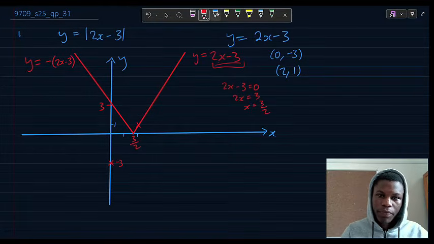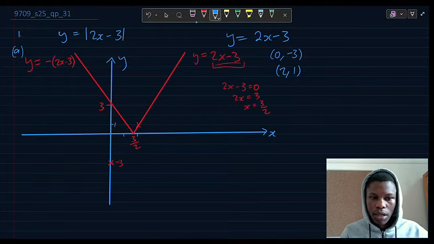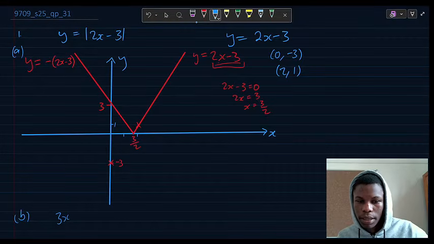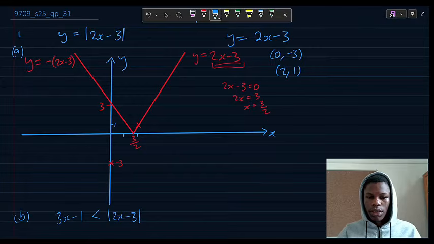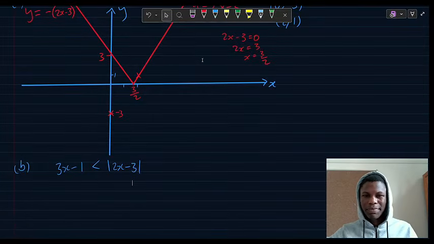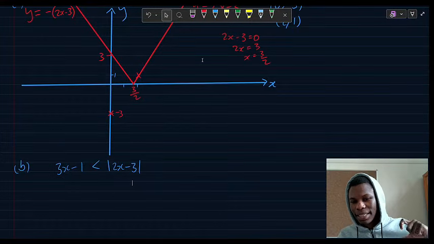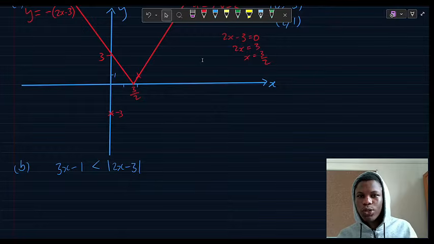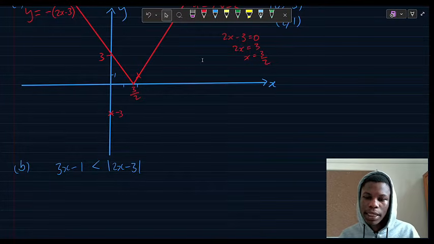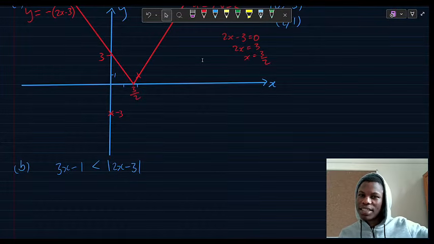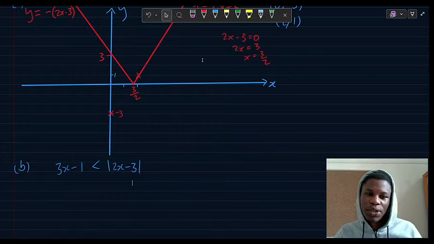Part B. Part B says solve the inequality 3x minus 1 is less than our modulus function from part A. All right. Because part A was sketch the graph of the modulus function, and then part B is solve the inequality, they're trying to lead you to use the graphical method. Of course you could do this algebraically, but just because they forced you to sketch the graph, it will be easier to just follow the graphical method.